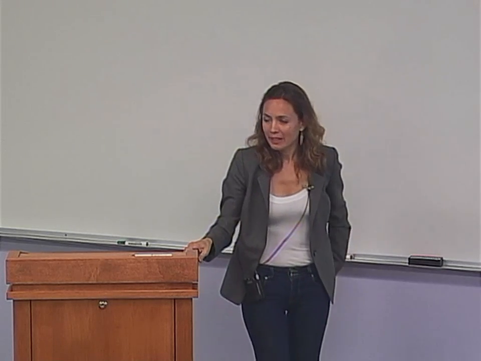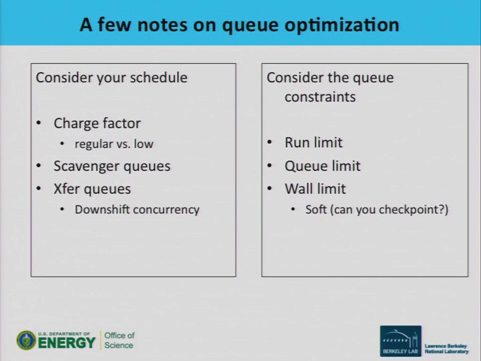Interesting. So you can work with different kinds of queues. You can charge more. That's one way of doing it. When we really need to get something done, you up the charge factor. But you have to consider the queue constraints, which are run limit, queue limit, and wall limit. And we're actually coming up against all three of them.